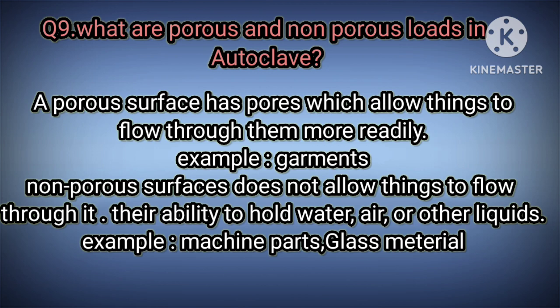What are porous and non-porous loads in autoclave? A porous surface has pores which allow things to flow through them more rapidly. Example: garments. Non-porous surfaces do not allow things to flow through them, nor hold water, air and other liquids. Example: machine parts or glass materials.